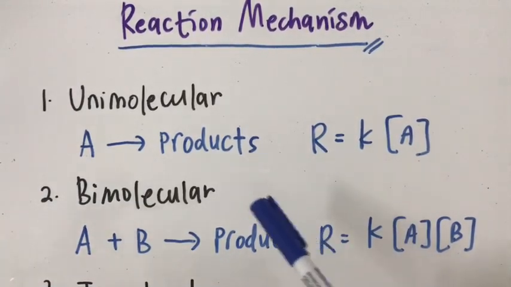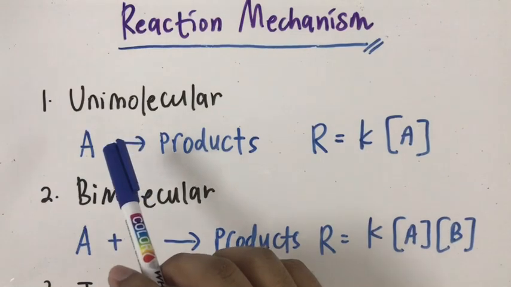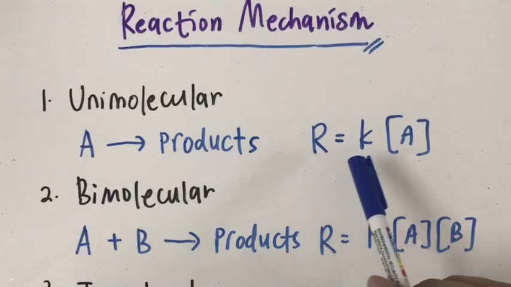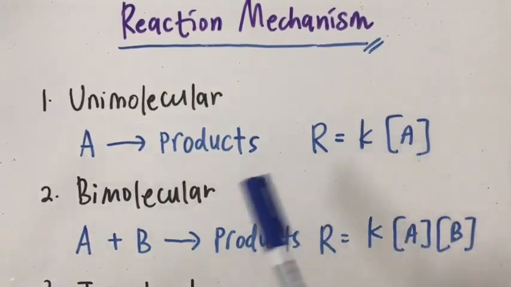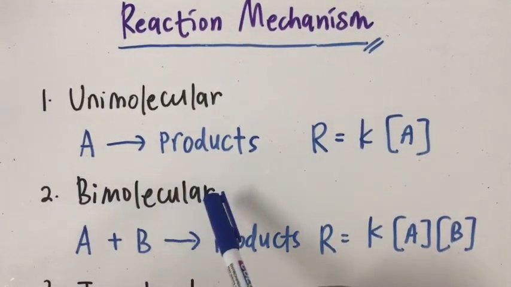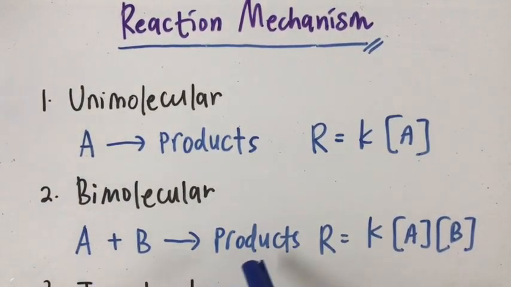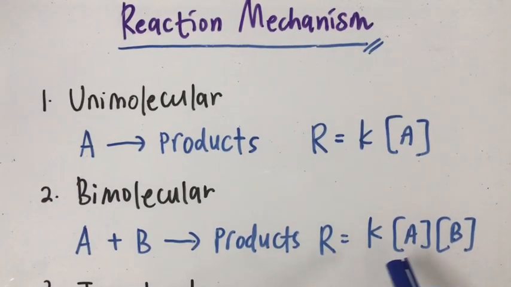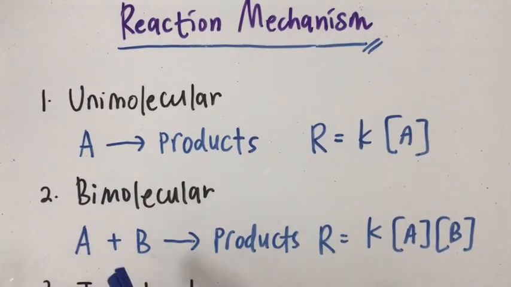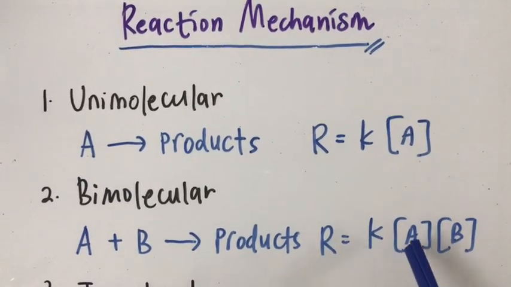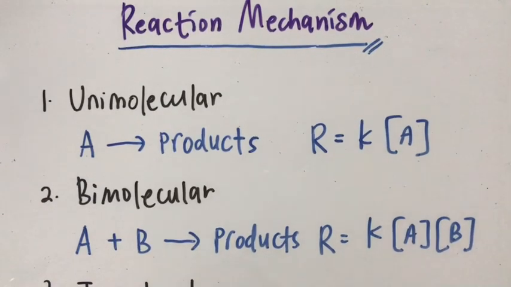For example, here the first one is unimolecular. In this case, we have one molecule involved to form the products, and the rate can be k times concentration of A. Secondly is the bimolecular reaction, where we have two molecules involved in the reaction, A plus B to form the products, and the rate can be k times concentration of A and B. The bimolecular reaction can also involve the same molecule, for example A plus A, so the rate can be k times A to the power of 2.